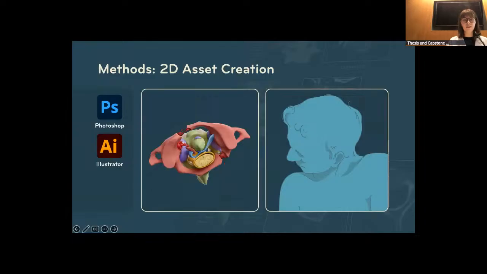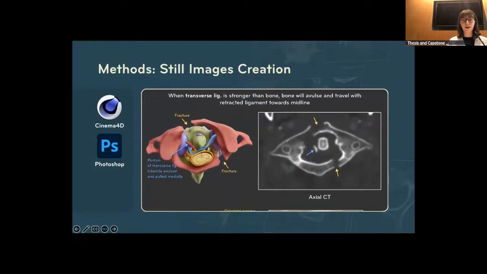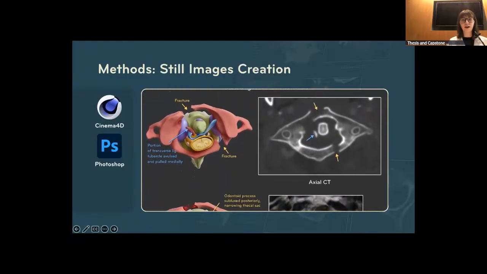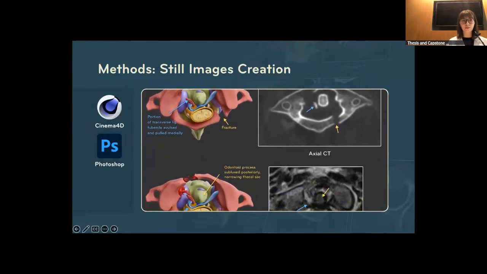2D assets such as hematomas and injured characters were incorporated into the final animations to complete the storytelling of each piece. Finally, labeled comparisons of our model to actual MR and CT imaging were compiled into a series of slides that summarize the main points in each animation.